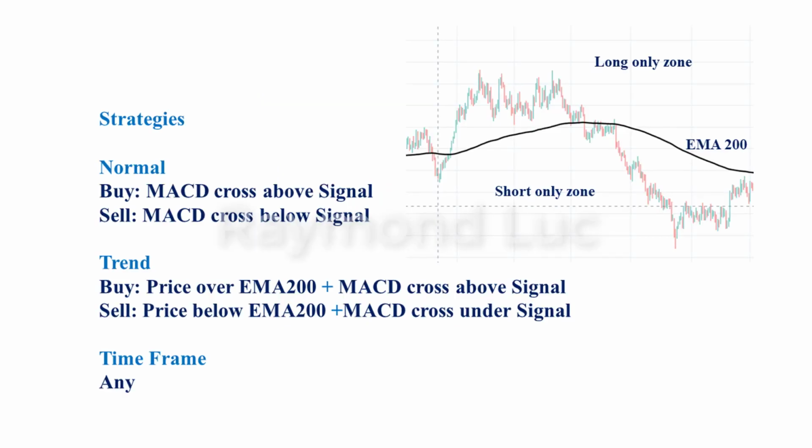We only trade with trends, using the EMA200 trend line as a filter. When the price is above EMA200, it is an upward trend, and we only trade long. When the price is below EMA200, it is a downtrend, and we only trade short. Then we use the MACD as a trigger to open a position. When the MACD line crosses the signal line from below, we go long. When the MACD line crosses the signal line from above, we go short.